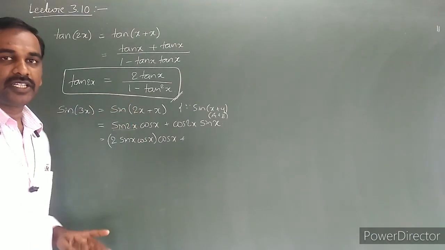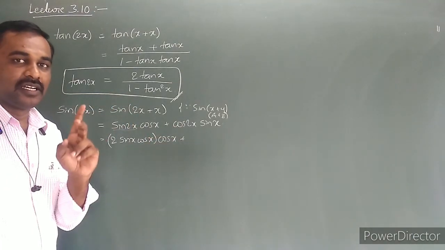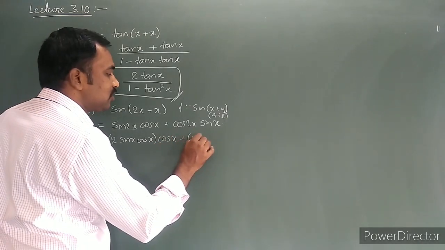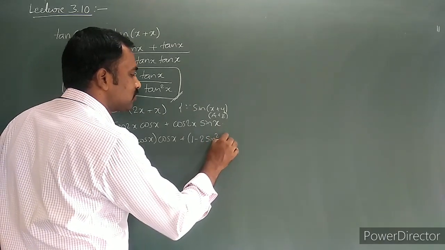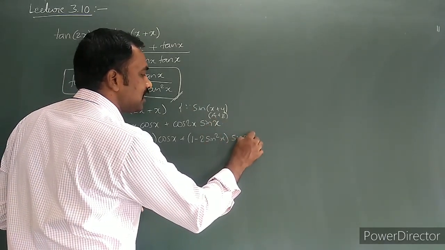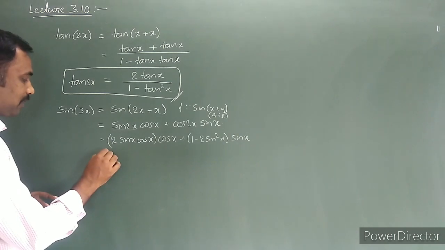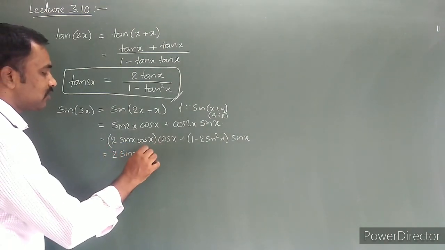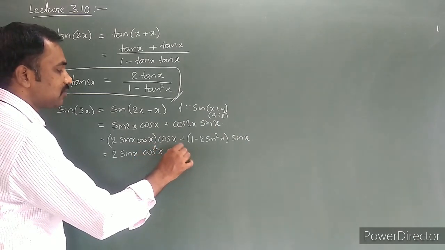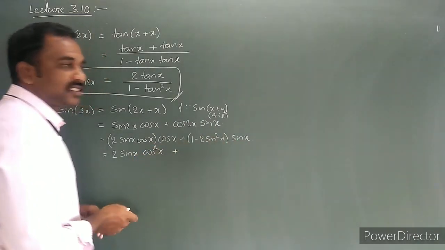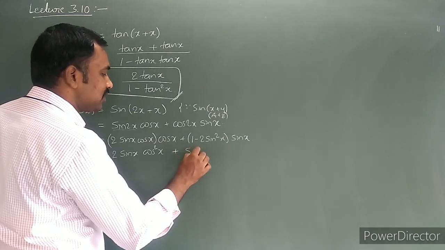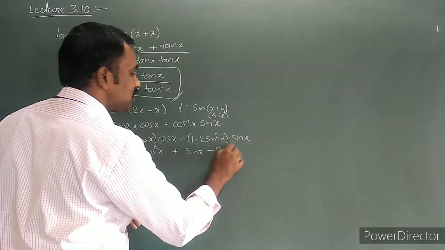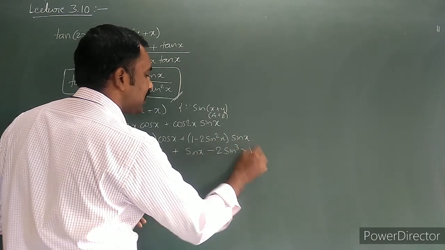cos of 2x. There are totally 4 results for cos of 2x, so write it in terms of sine. What is cos of 2x in terms of sine? That is 1 minus 2 sin square x into sin x as it is. Now simplify. This is 2 sin x as it is, cos x into cos x is cos square x, plus 1 minus 2 sin square x into sin x. Sin x into 1 is sin x, minus 2 sin square x into sin x is 2 sin cube x.